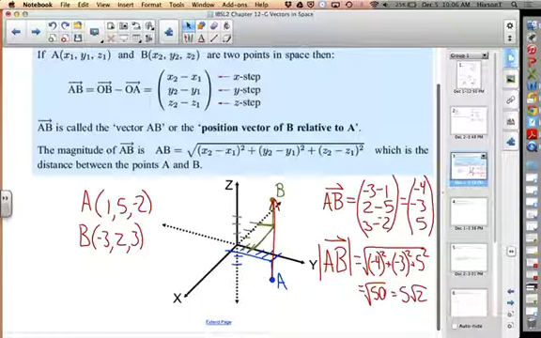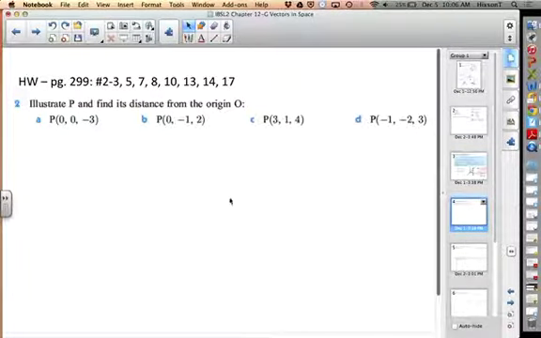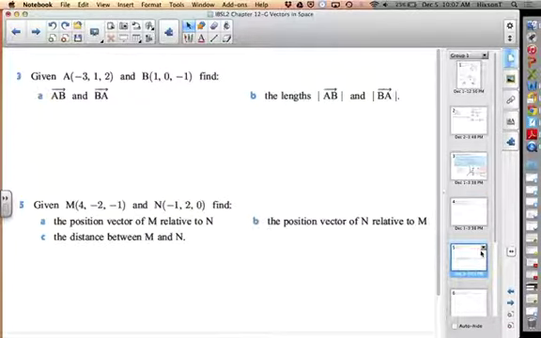All right, good. Let me point out a couple of things on the practice here. If I'm finding the distance from the origin to a point, what am I really finding? The magnitude of that vector. The magnitude of the vector OP, right? The position vector. Okay. Here are some similar types of questions.